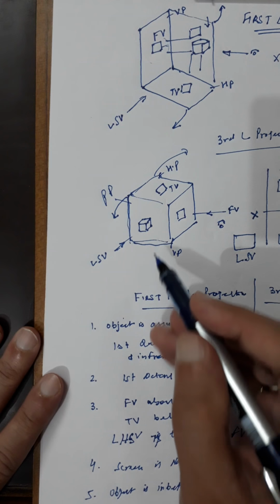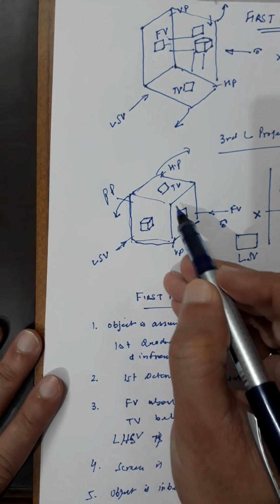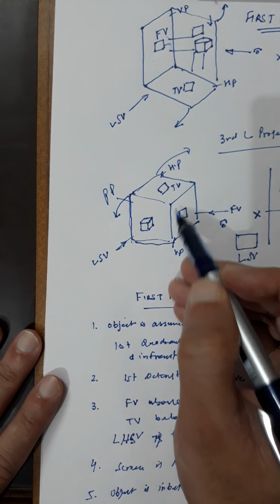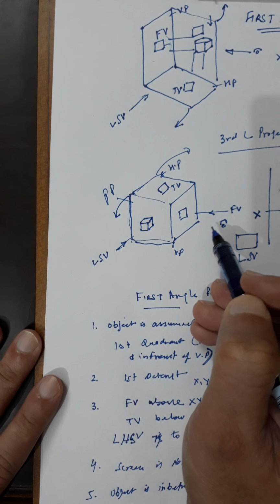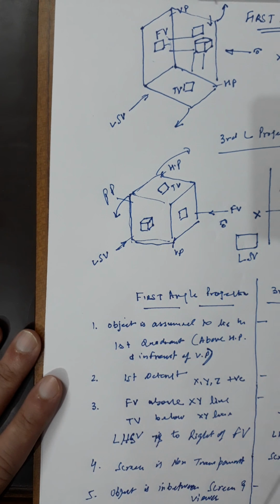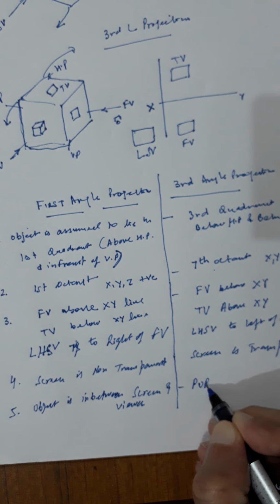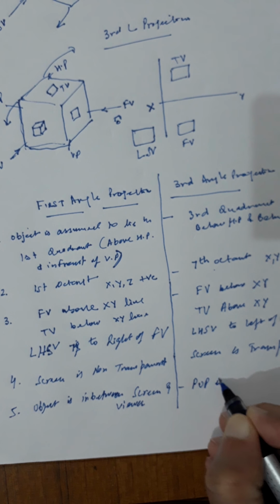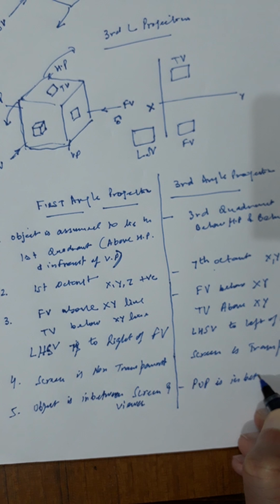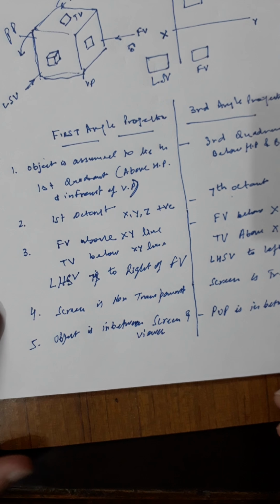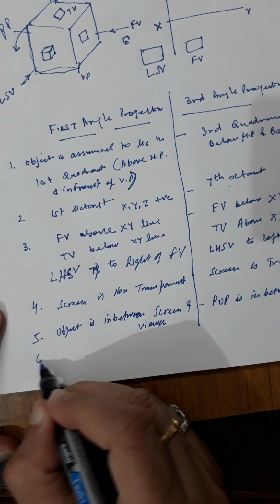Whereas in the other case, the third angle projection, the object is behind the plane of projection and the plane of projection is in between the viewer and the object. So the plane of projection, POP, is in between the observer and the object.